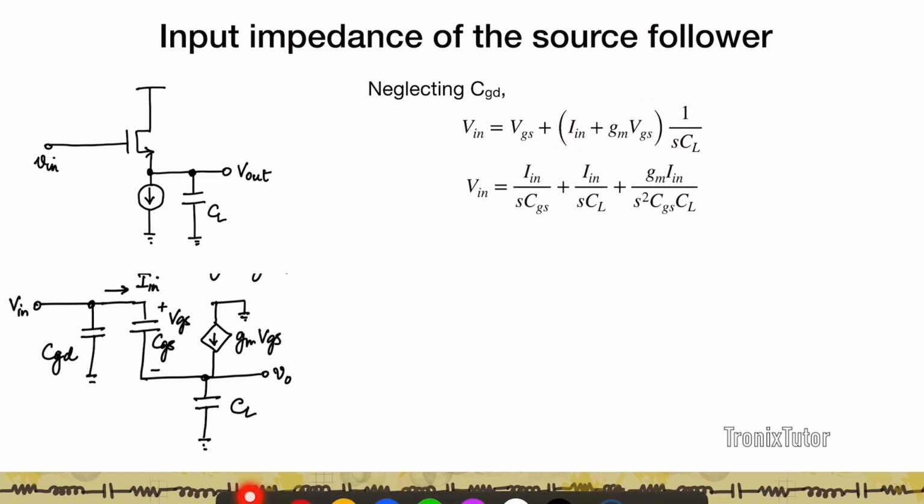And therefore I can write my Vin as In by SCGS plus In by SCL plus GM In by S squared CGS CL, right? Or in other words, your Zin is 1 by SCGS plus 1 by SCL plus GM by S squared CGS CL.